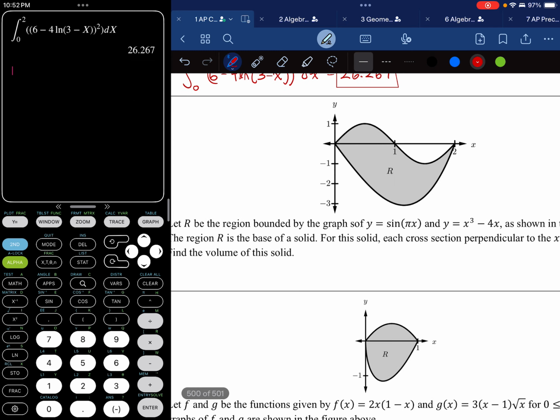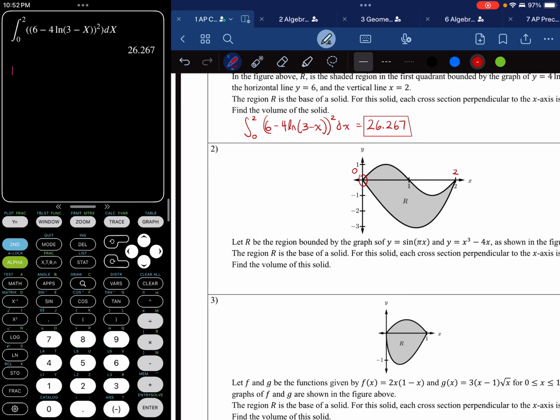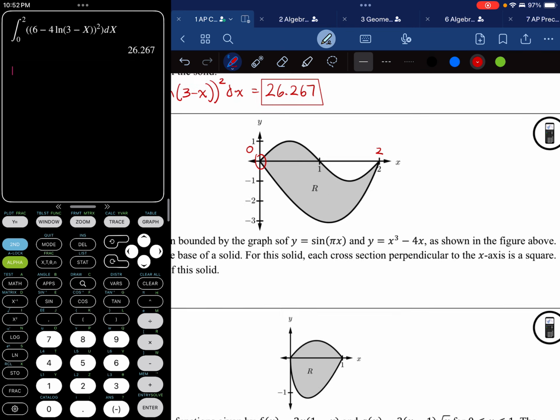Same thing for number 2. We need the bounds. Got them. They're between 0 and so it's from 0 to 2. And I know that we're going to do top function. Top function, ooh, which one is top? Is it sine or is it x cubed?